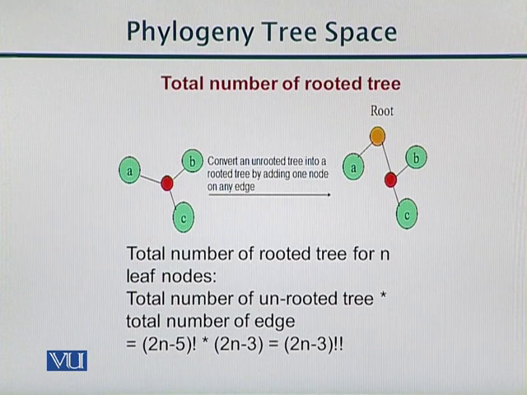Now for the total number of rooted trees, what will happen? As I have already said, it would be the multiplication of (2n minus 5) factorial into (2n minus 3). So that becomes (2n minus 3) factorial. So it is again derived from the simple unrooted trees.